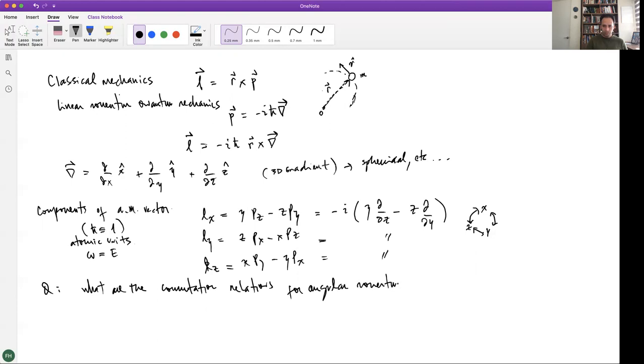For angular momentum operators, right? So these are all operators in quantum mechanics. And for instance, you have to recall now the fundamental position-momentum commutation relation is, let's say, [x, p_x].